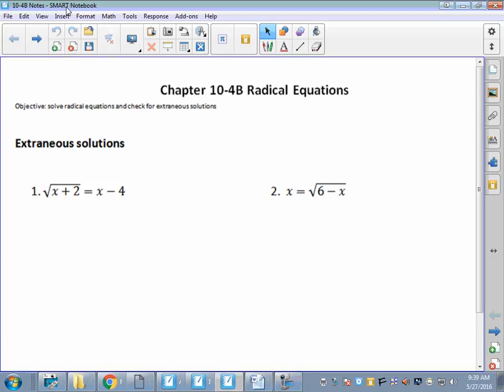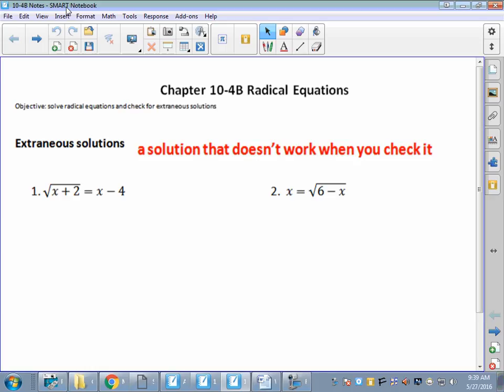We still got radical equations, only this time we need to talk about extraneous solutions. This is just going to be an extra added step onto the end of 10.4a, solving radical equations. So basically, extraneous solutions are solutions that don't work when you check them. So in other words, yes, you have to check your answers.